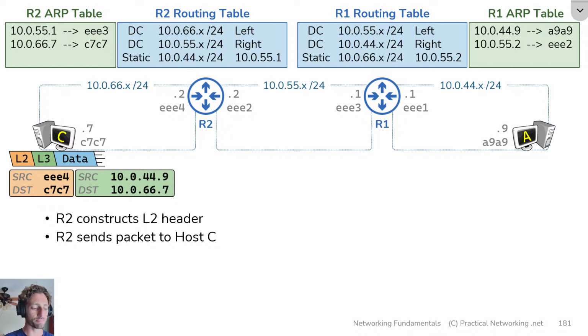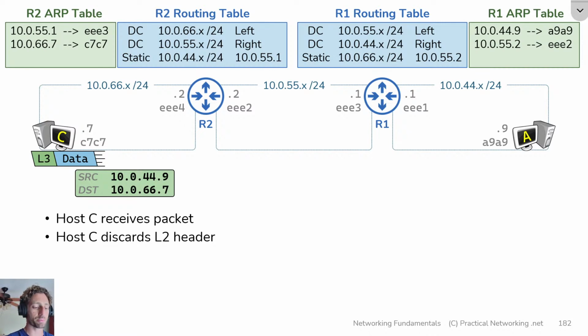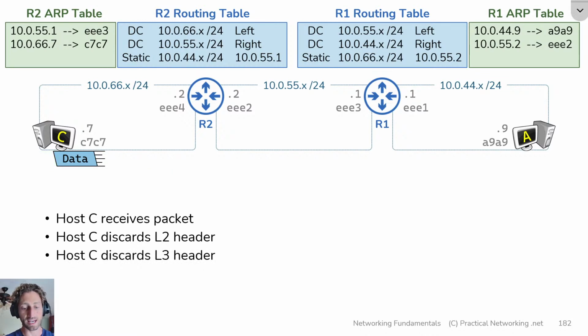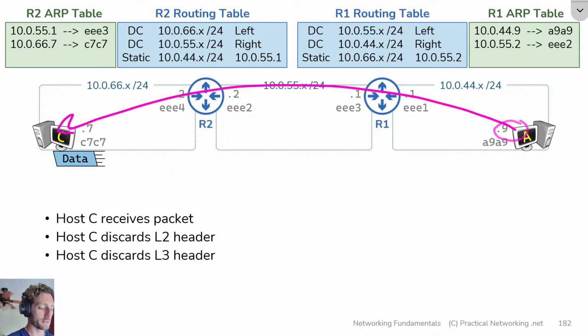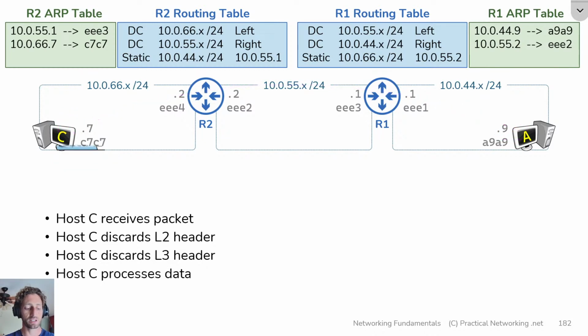When host C gets it, host C is going to discard the layer 2 header. Again, the purpose of that header was just to go from here to here. Then host C is going to discard the layer 3 header. The purpose of that header was to go from here to here. And now host C can finally process the data.